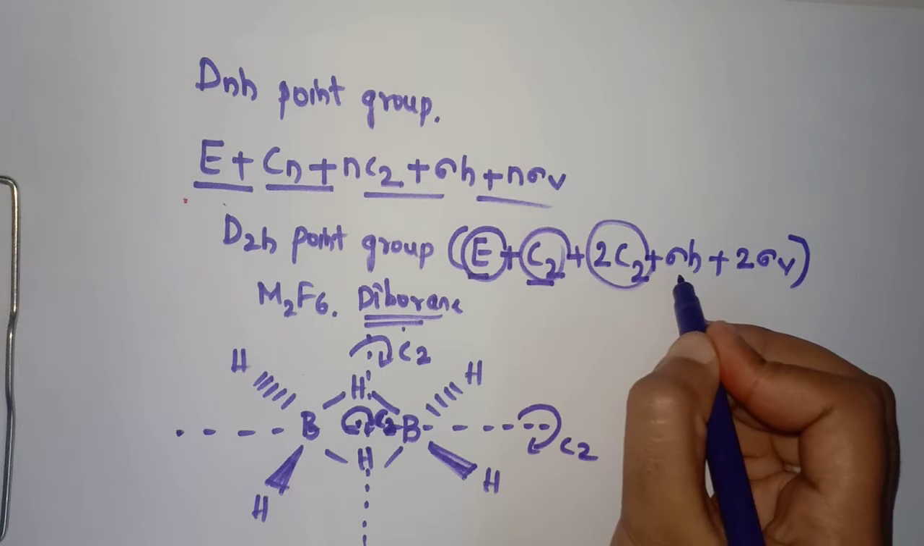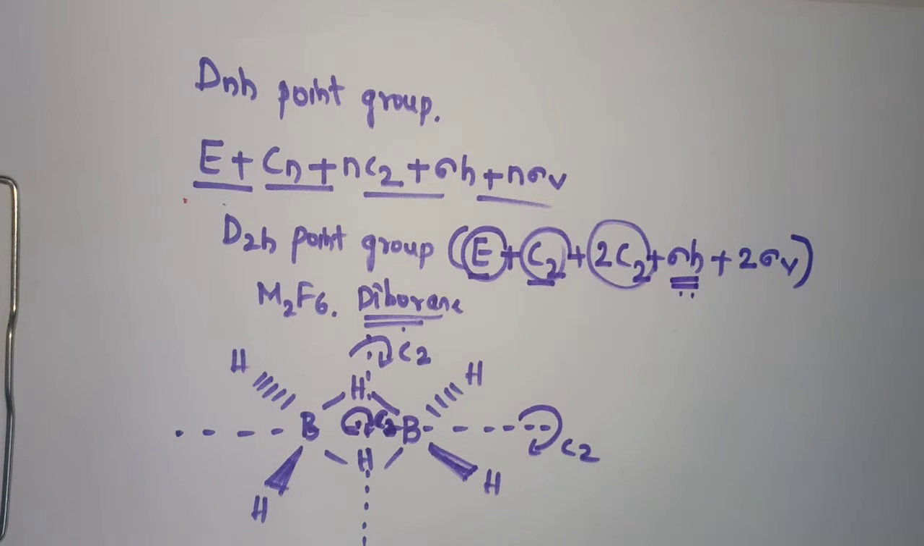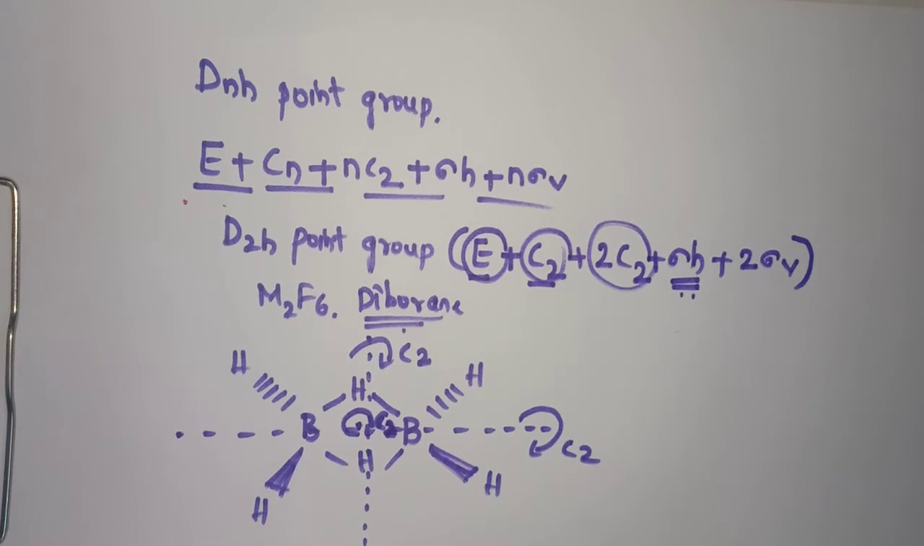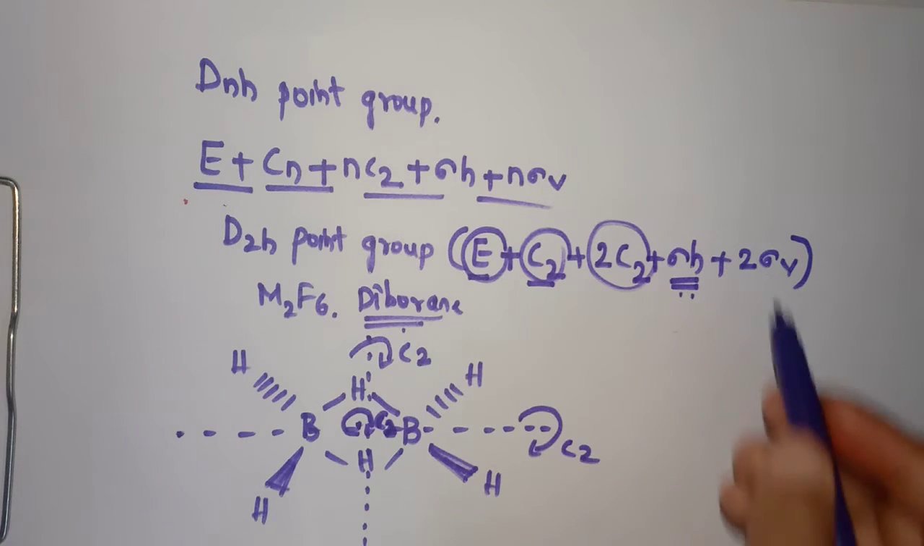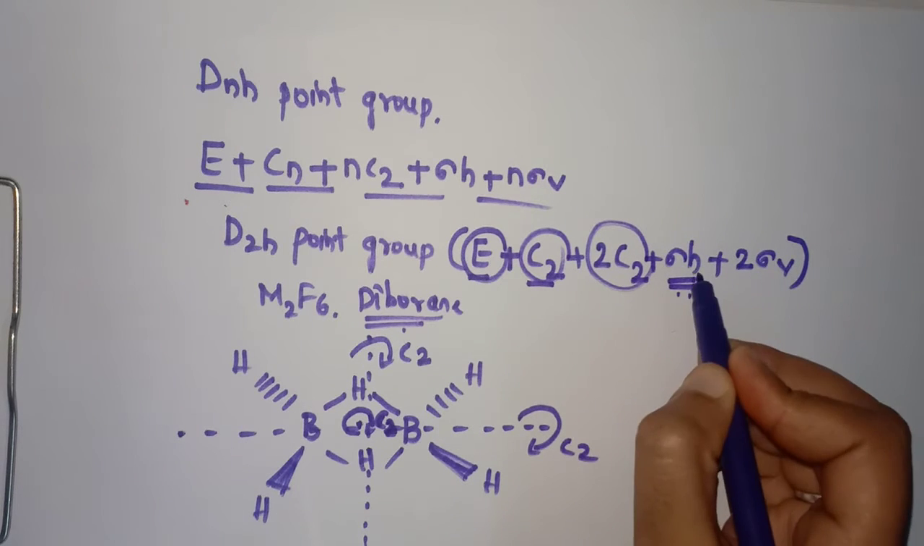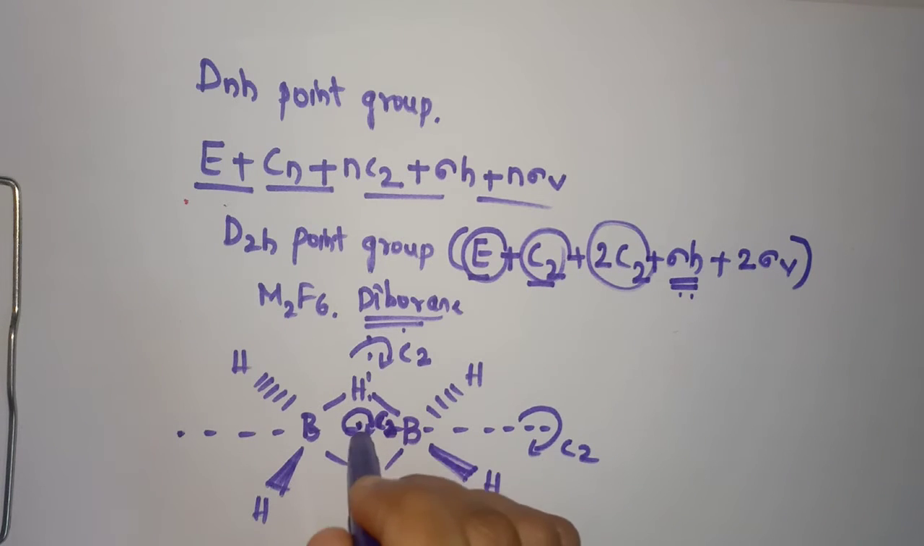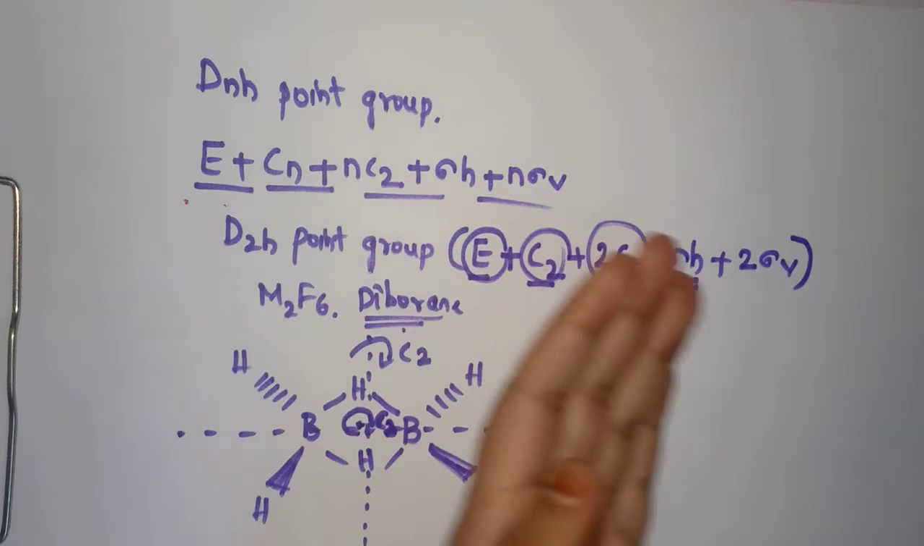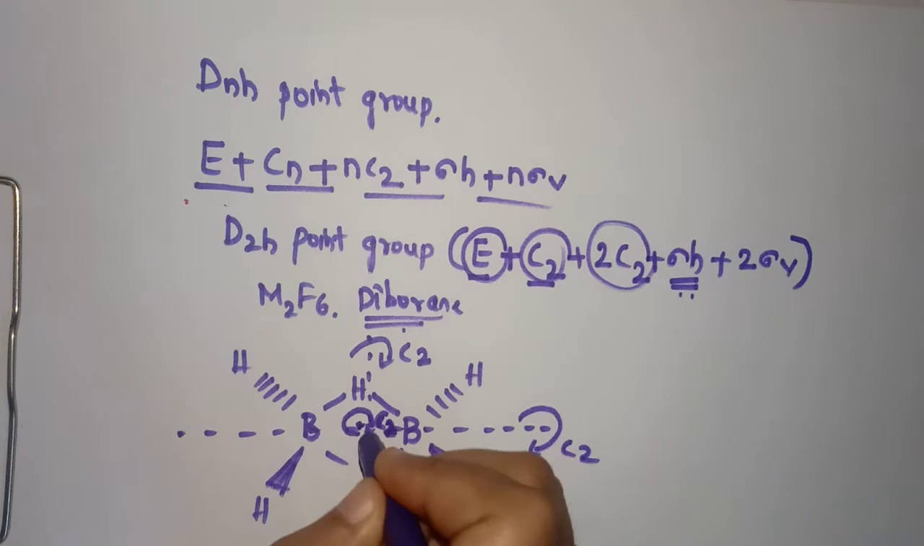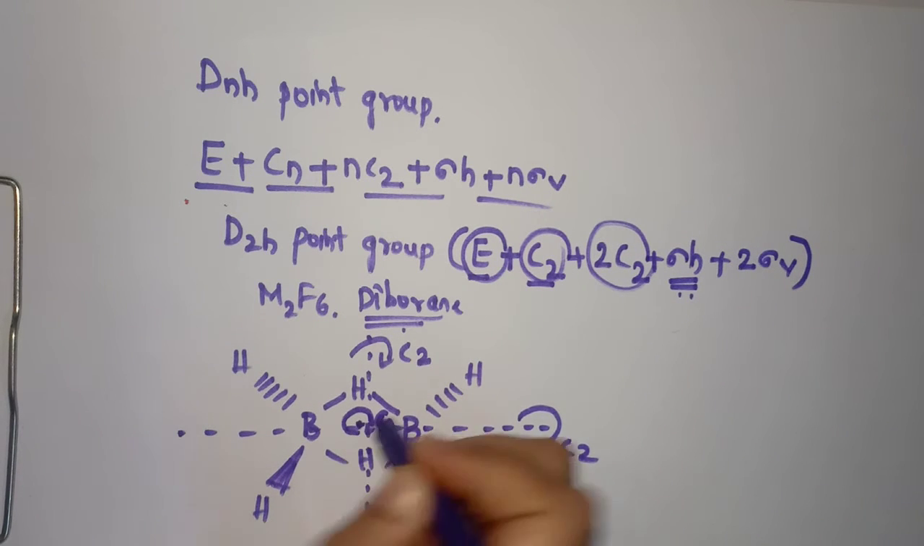The next is sigma h. What is sigma h? It is the horizontal plane of symmetry. What is a plane of symmetry? An imaginary plane passing through the molecule, which divides the molecule into two equal halves. That means one half is the mirror image of the other. It is the plane of symmetry. Here horizontal plane of symmetry means it is perpendicular to the principal axis. We know that here is the principal axis, here is the z axis. Perpendicular means this surface.